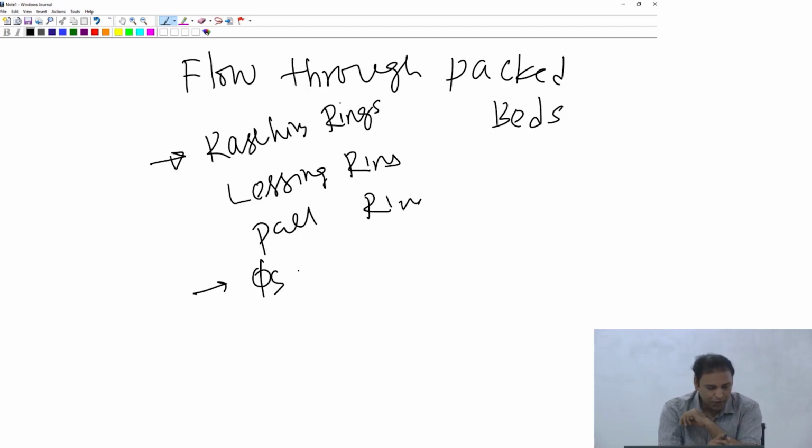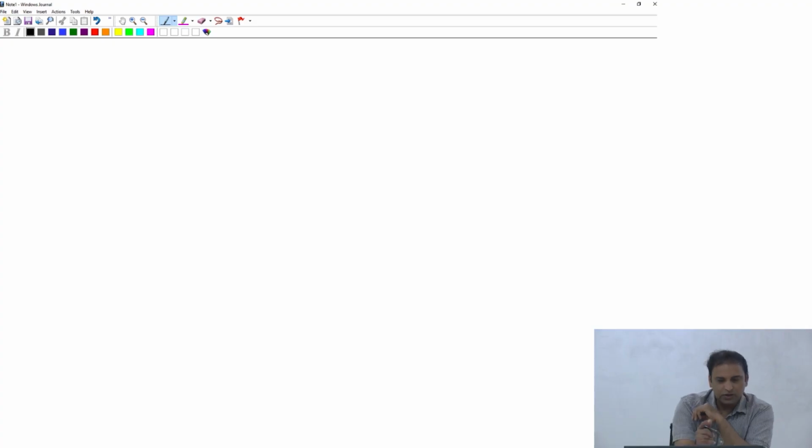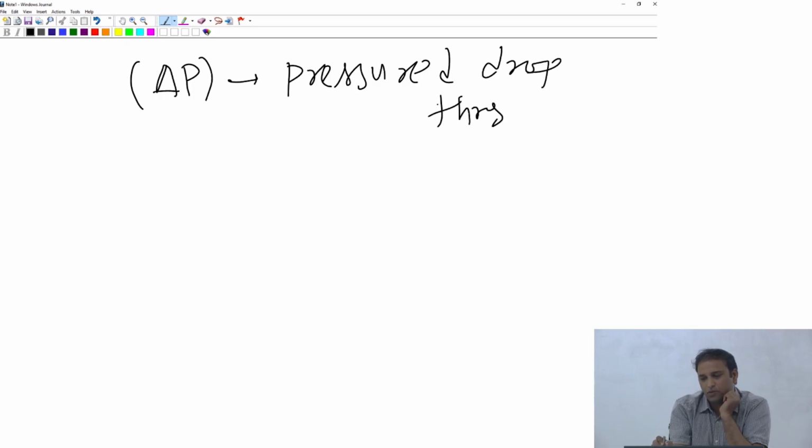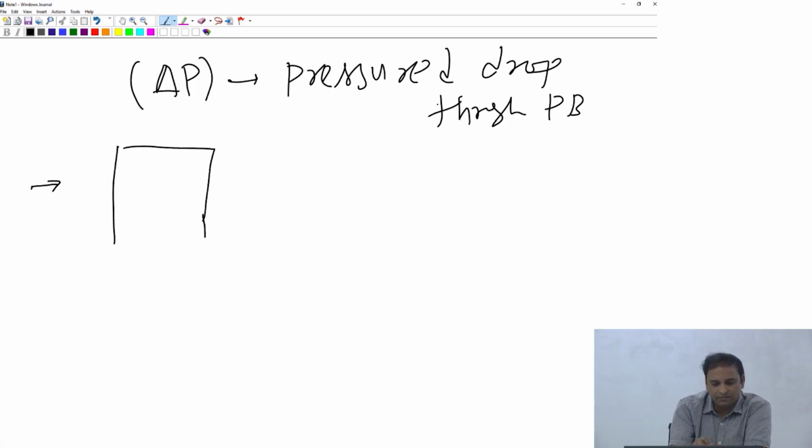In today's class, what we are going to do is to look at pressure drop through packed beds. That's what we want to do for today's class. So that's a schematic of the packed bed.